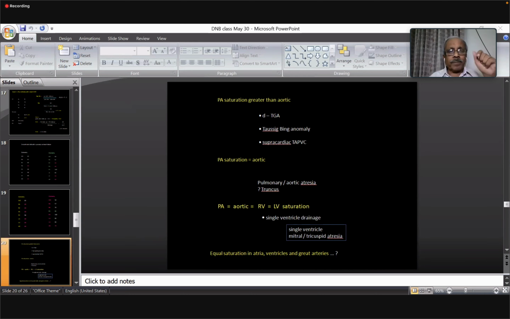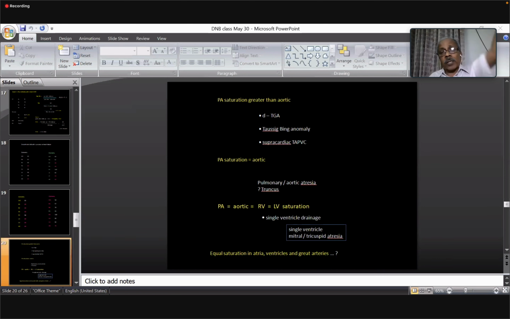Both are equal. There is an aorta and a pulmonary artery receiving blood from one great artery, atresia of either semilunar valve, commonly pulmonary atresia.